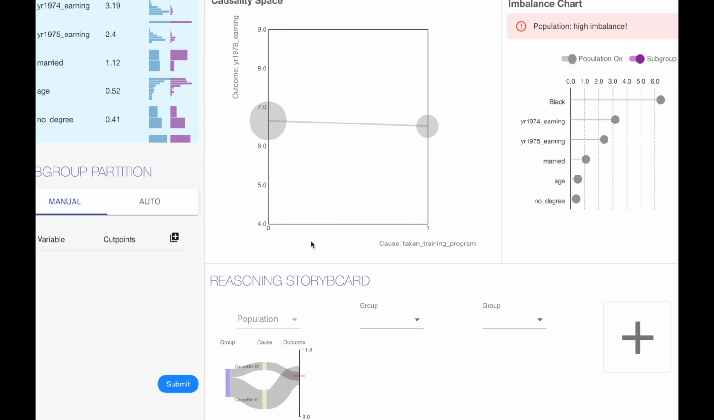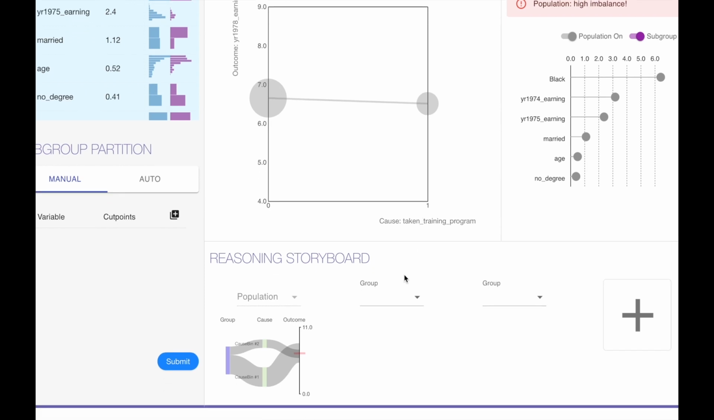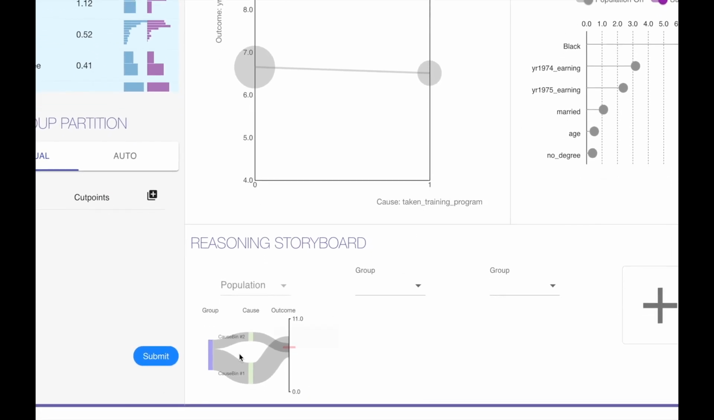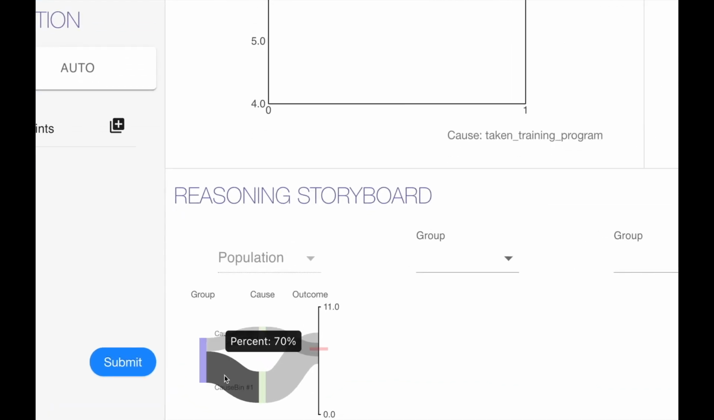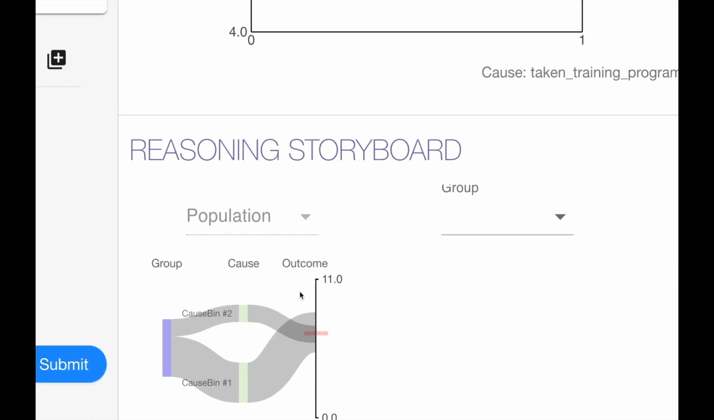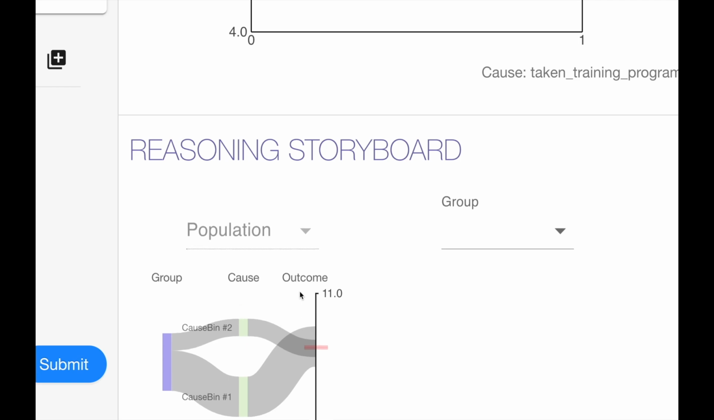Besides, we notice a negative association between training and outcome, seeming to say that the training program is not helpful at all. Then we move to Reasoning Storyboard, indicating that only 30% of individuals participated in the training, while the majority didn't. The two pathways roughly end up at the same value along the outcome axis, which seemingly suggests that training was not helpful.